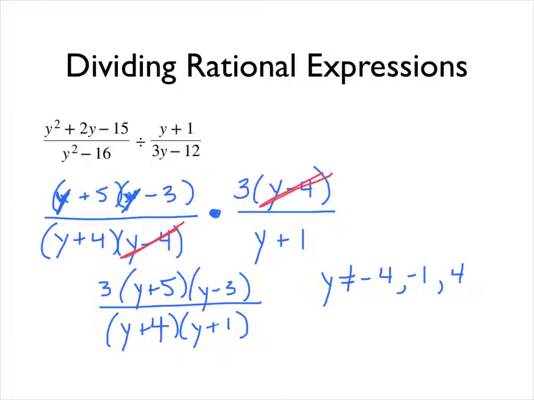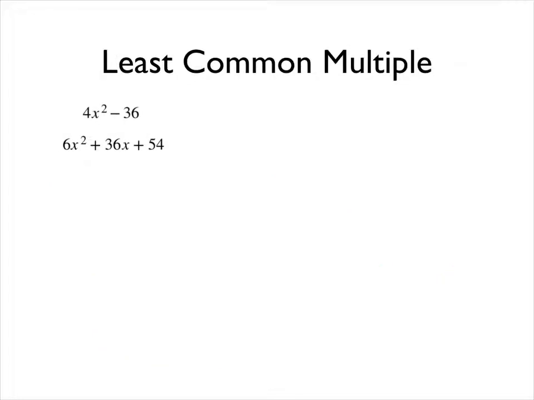All right, that's dividing. Now, adding and subtracting gets a little bit more complicated, just like we reviewed with fractions, because you need a common denominator, and that means we need to be able to find least common multiple. I know it's a pain, but it's not going to be that bad, I promise. Start by factoring. So I'm going to factor out a 4, leaving x squared minus 9, and that's 4 times x plus 3, x minus 3.